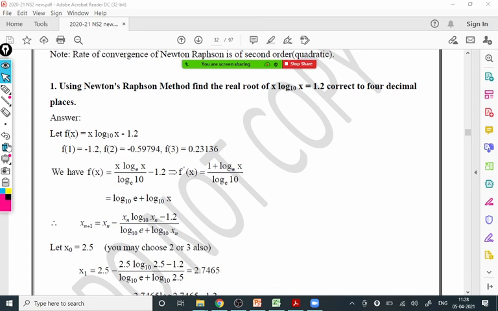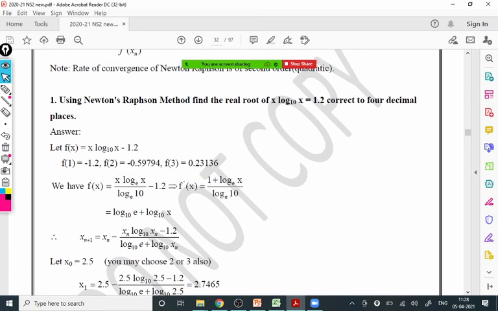Now come to the equation. If you use a calculator and check these values, these are calculated with the help of the log tab, not the ln tab, because here I did not change the base. You can check f of 1 is coming negative, f of 2 is coming negative, f of 3 is coming positive. So we say the root lies in the interval 2, 3. The first thing we observed: the root is in the interval 2, 3.